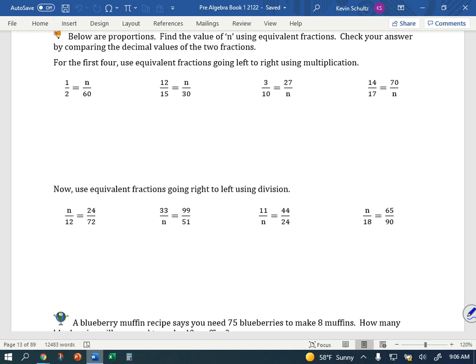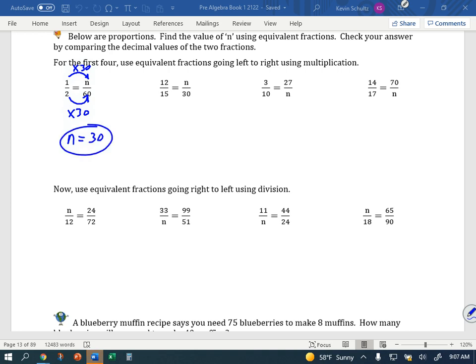Did anybody do a different way? How do you get from 2 to 60? Kate? Multiply by 30. So what are we going to do to 1 to get to n? Multiply by 30. Right? And 1 times 30 equals 30.